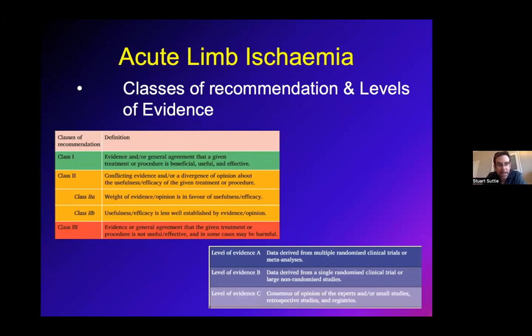Again, in all these guidelines, they have all the different classes of recommendation and the different levels of evidence. I think it's important that most surgeons understand the classes and the levels of evidence, because the guidelines will quote these. I think it's important to know exactly what the evidence is for these guidelines. It's not always as strong as we think.